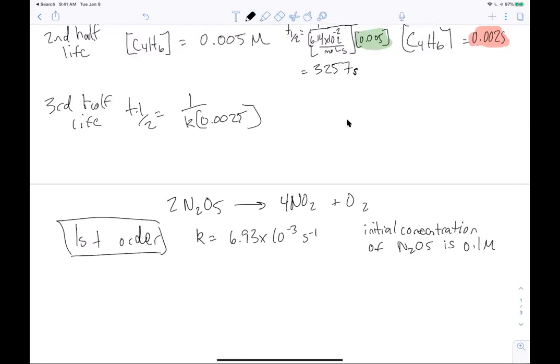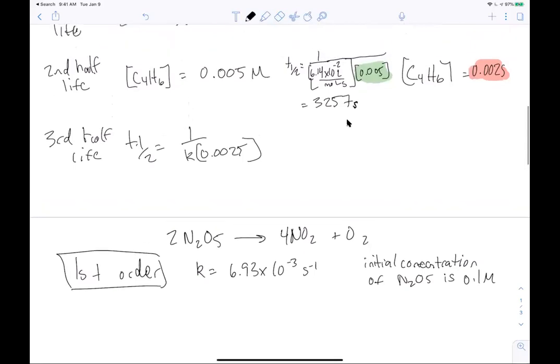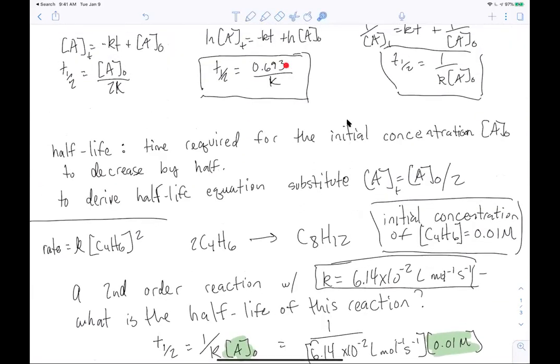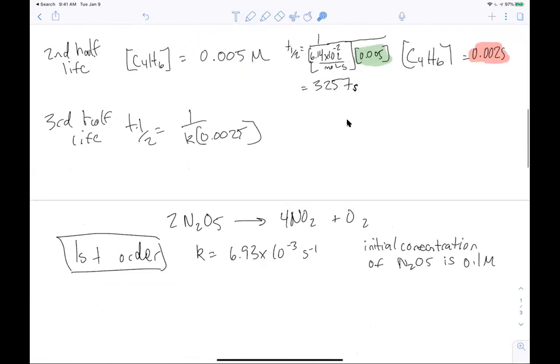So somebody's question is, well, what do we do? Do we just plug in for first order again? And the answer is basically yes. So the first order half-life is, sorry, the question we're asking here is, let's say, what is the first half-life?